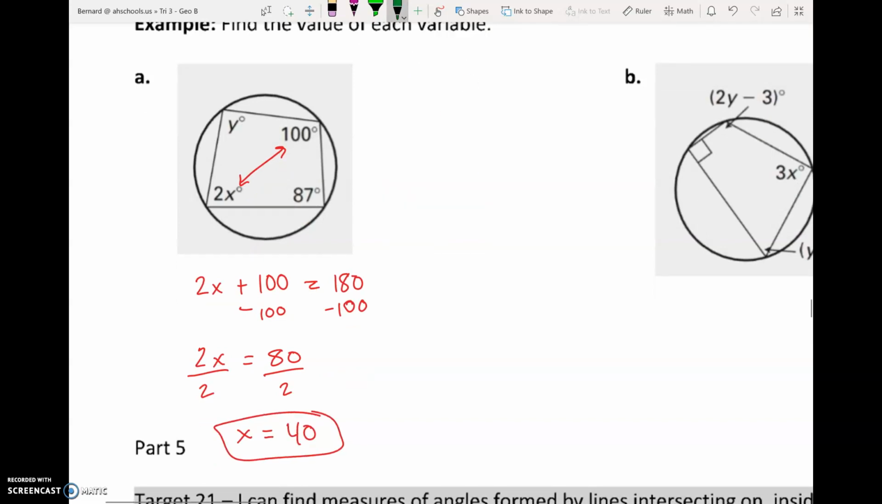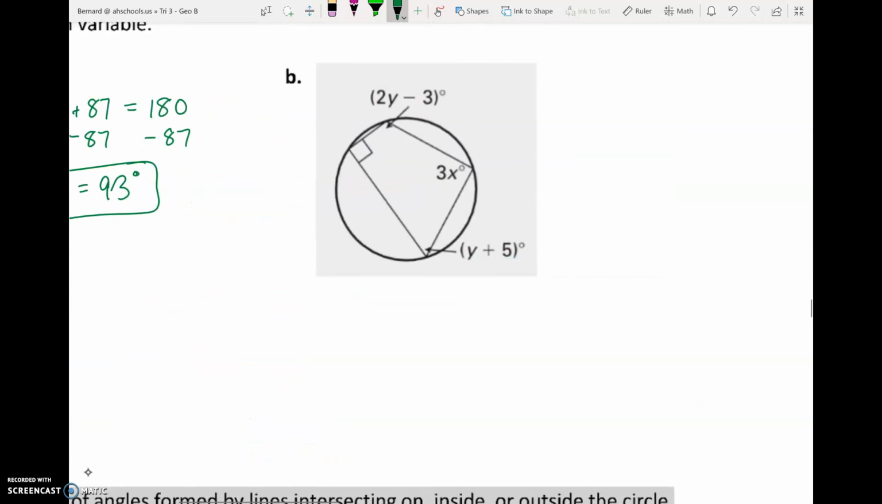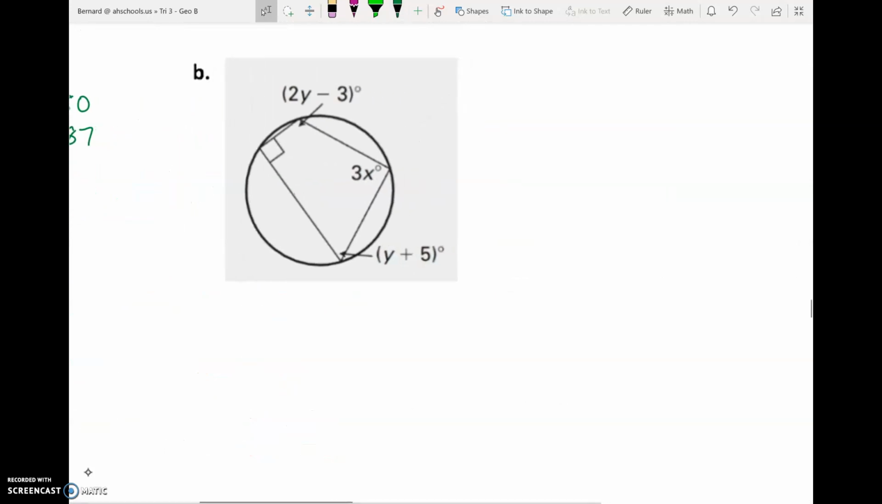And then the same property applies for y. So y is across from 87. So y plus 87 has to equal 180. Just the two angles that are across from each other, if we add them together, they equal 180 if there's a four-sided shape inside of our circle. So I'm going to subtract 87 from both sides here, and I get that y equals 93 degrees. Perfect. All right, last piece.